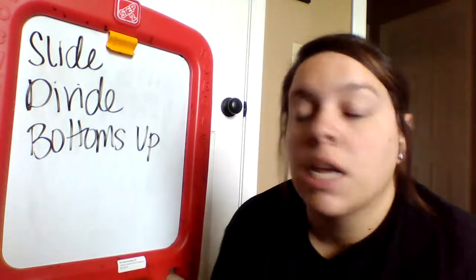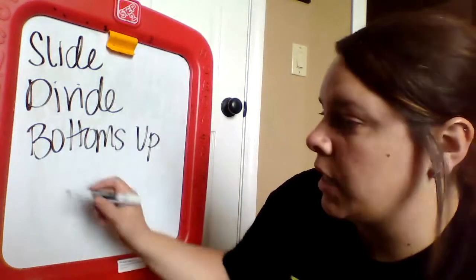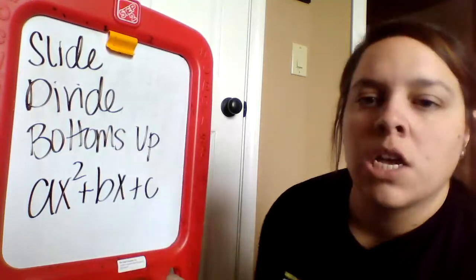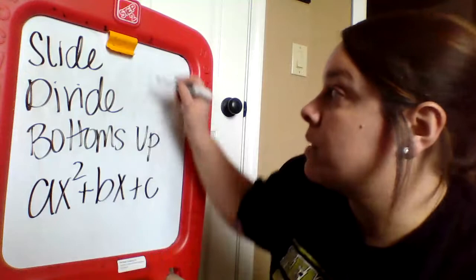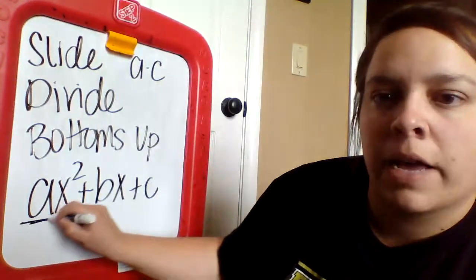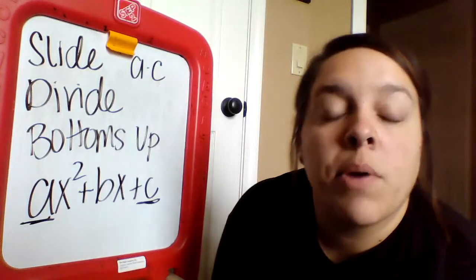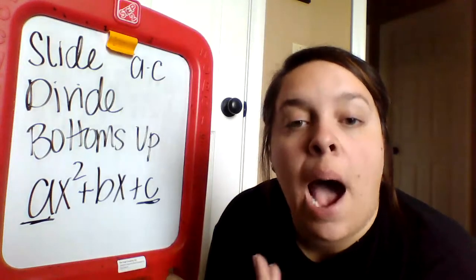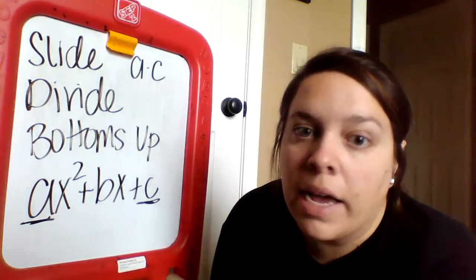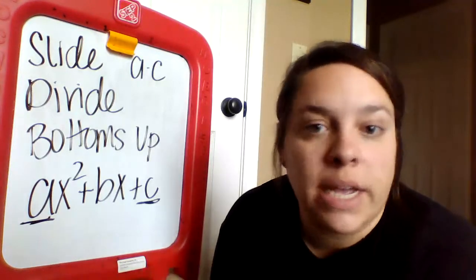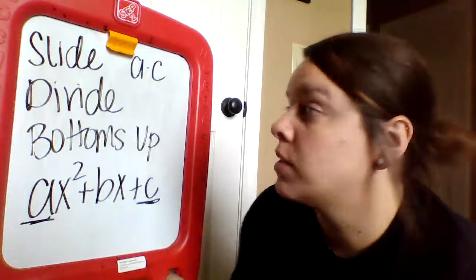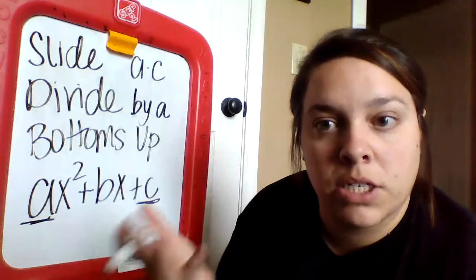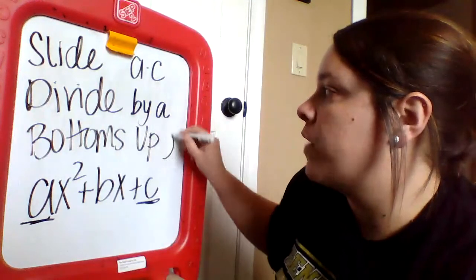So what I mean by slide, I'm going to take the A term times the C term. So remember, if it's in standard form, it's ax squared plus bx plus c. So when I'm talking about multiplying the A times C for slide, I'm talking about multiplying the A and the C. When I'm talking about divide, after I multiply the A times C, I'm still going to have to find two numbers that multiply to that AC, but add to the B, just like I was doing. After I find those, I'll divide by A, and then I'll move the bottom, the denominator, if it doesn't divide evenly, I'll move it bottoms up.